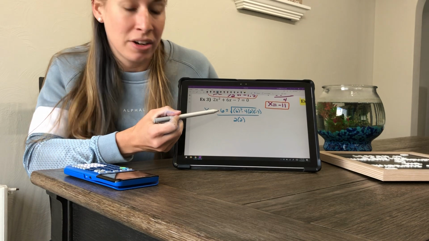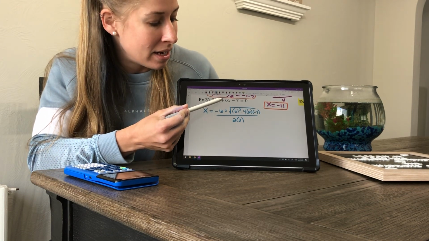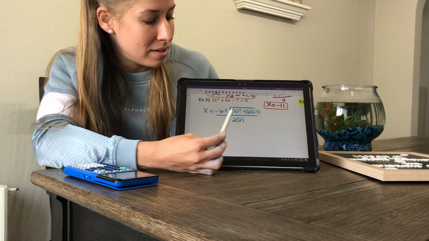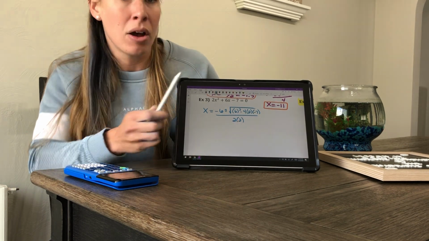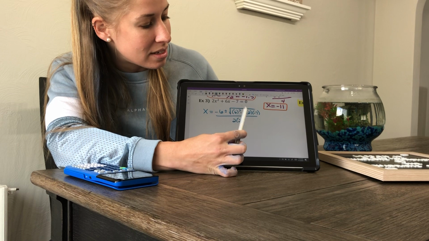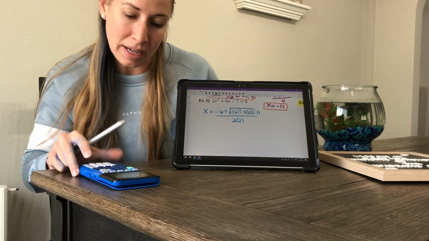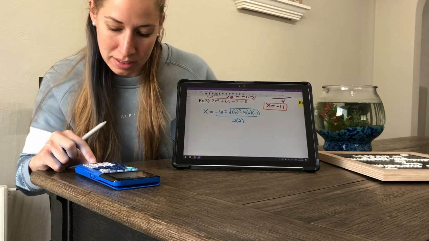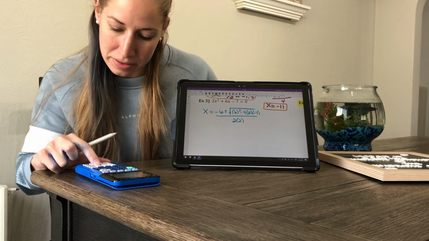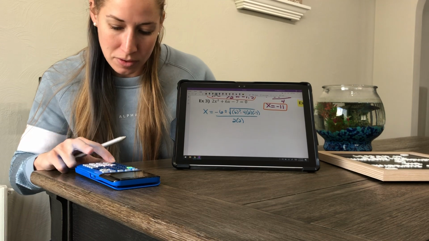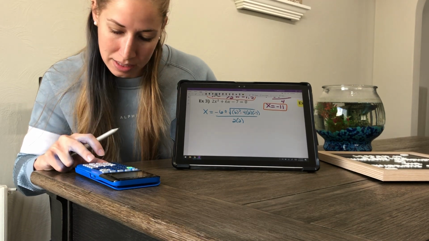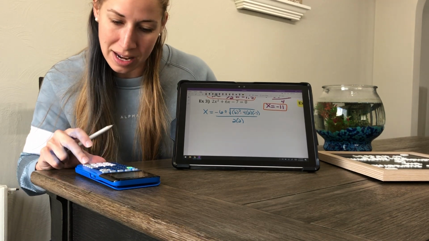Okay, you're plugging in your values. The opposite of b would be negative 6 plus or minus the square root of b squared minus 4 times a times c, all over 2a. Watch your signs. This time c is negative 7. So plugging it in, we've got 6 squared minus 4 times a times c, so 4 times a times c, which is negative 7.